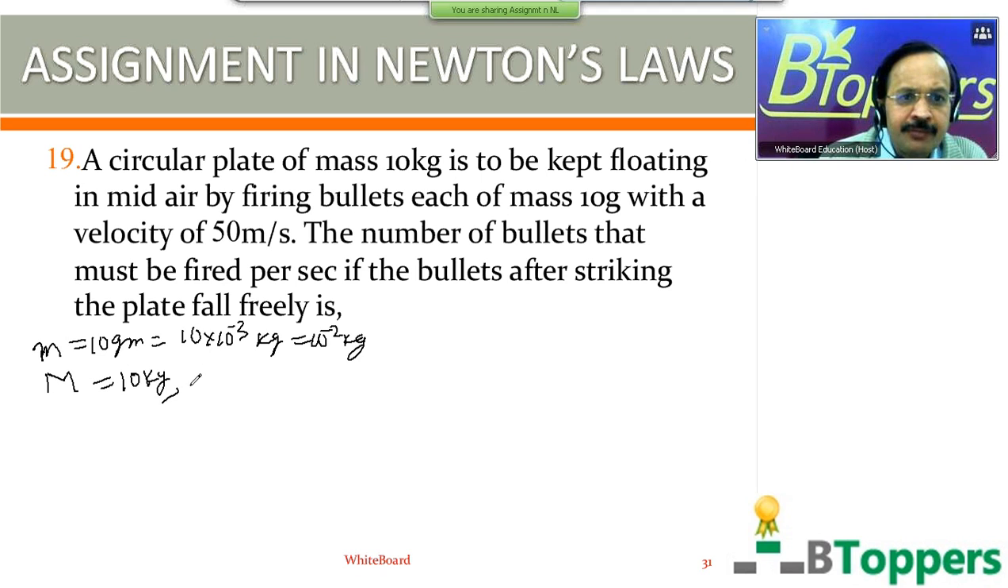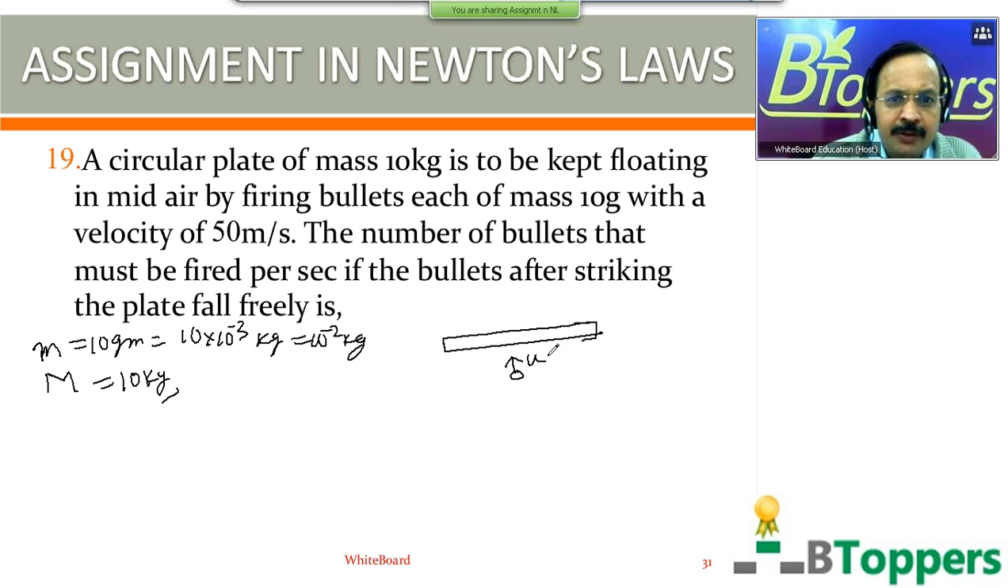So the initial velocity of each bullet before it strikes the plate. It is understood that the bullets strike the plate from below. That U bar denotes the velocity of the bullet in vector form just before the collision with the circular plate. I have shown the thickness of the plate in the figure, or the diameter of the cross section of the plate here.